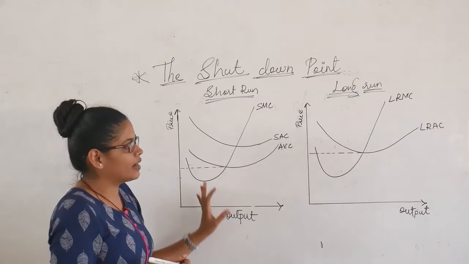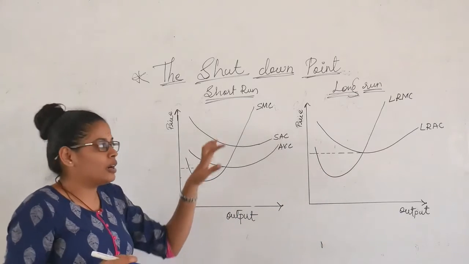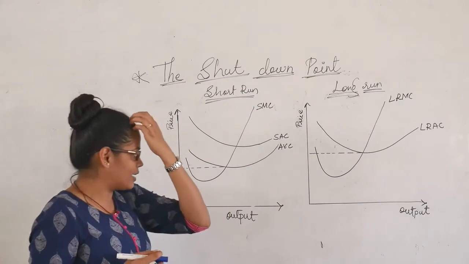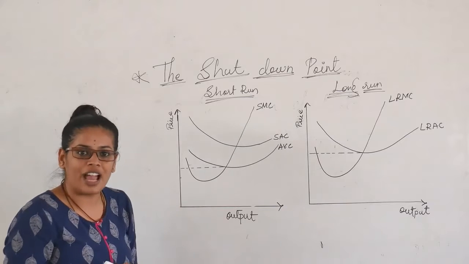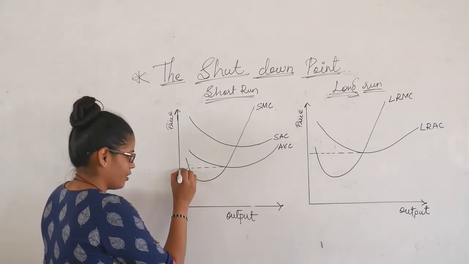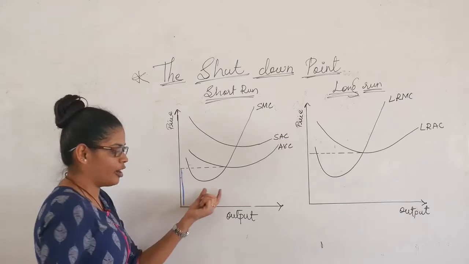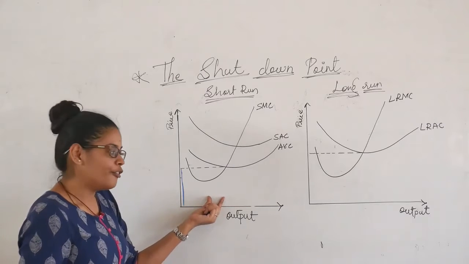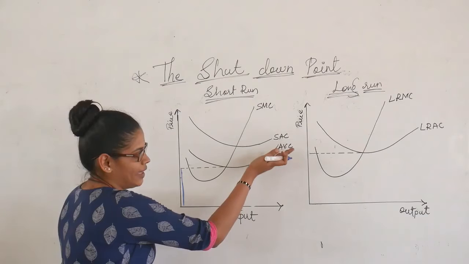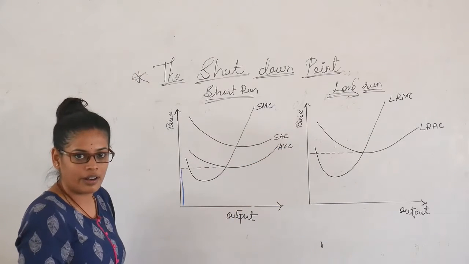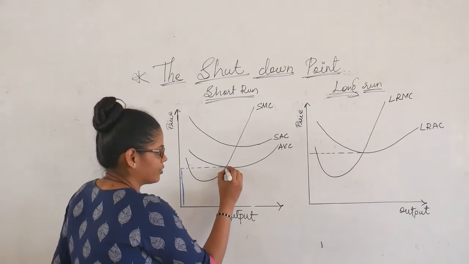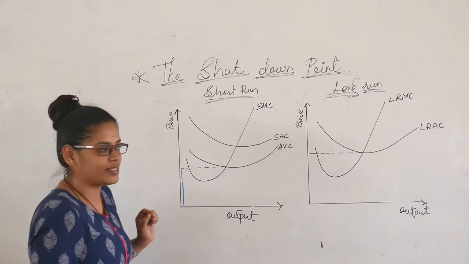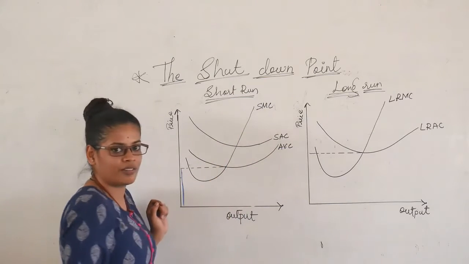So this is a short run graph and this is the long run graph. Which is the shutdown point in the short run and in the long run, we will understand. See, in the previous class we have discussed the supply curve. This is the area wherein the firm will not wish to produce any of its output. Why? Because the price is less than the average variable cost, right? And after this point, the short run marginal cost curve we are seeing is derived as the supply curve, right?